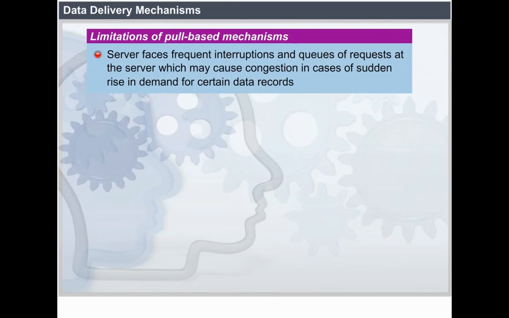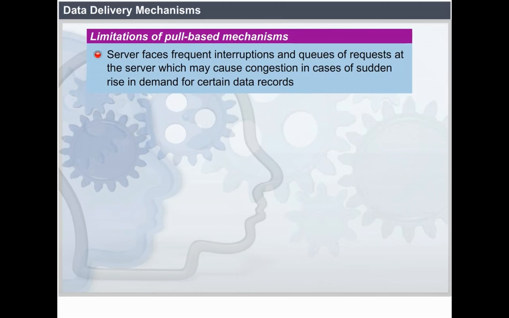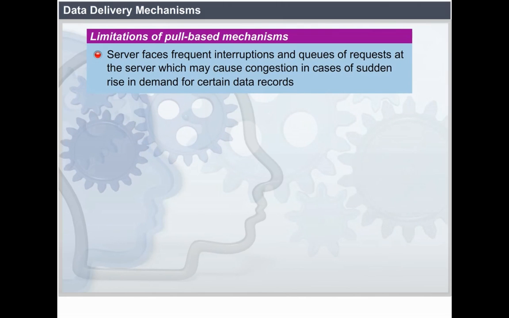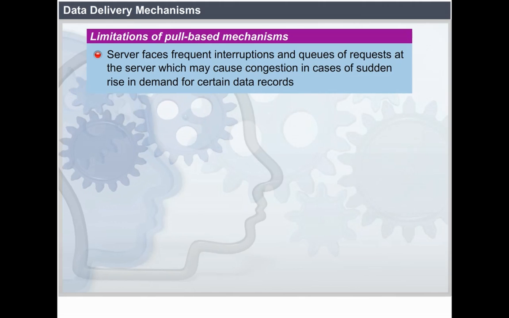Disadvantage of pull-based mechanisms. The server faces frequent interruptions, and queues of requests at the server may cause congestion in case of a sudden rise in demand for certain data records.